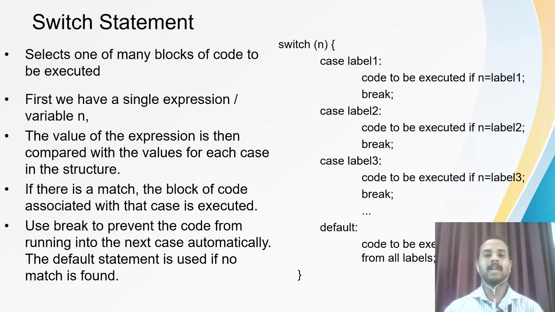Now if I am not having the break, it will continue with its execution. So it will execute the code of label 3 also. Then it is going to continue with label 4, label 5, like that. So it will go to the default section also. So as soon as the code belonging to one label got executed, you have to come out. Use the break statement after the code of the particular label.